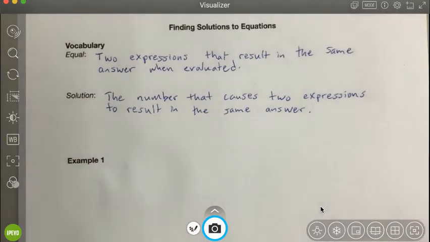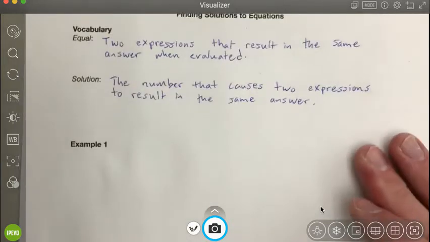All right, so today we're going to start with just the basics of a solution. We're not going to worry too much about variables. I just want you to really understand conceptually what we mean by solution.